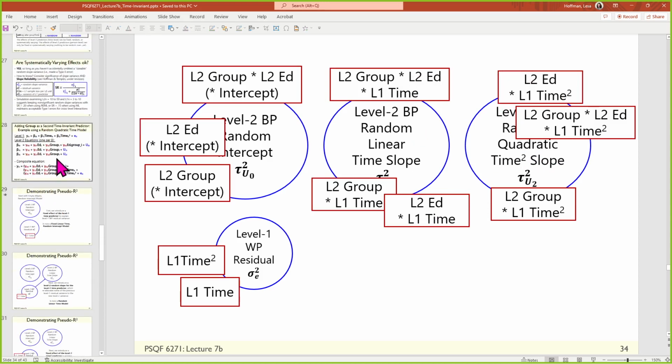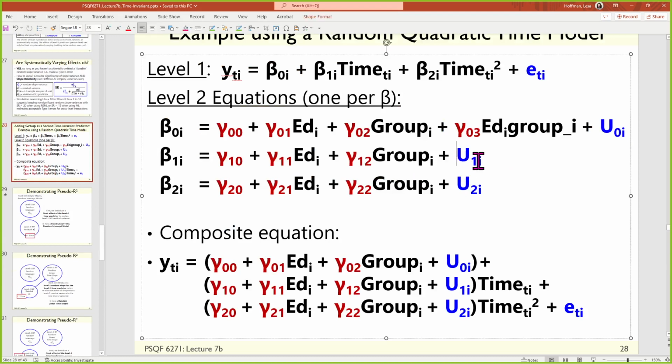In the multi-level equation version, it's whatever u is in its line. So u1 refers to the time circle, u2 refers to the time squared circle. And any terms that are in that line explain that u.